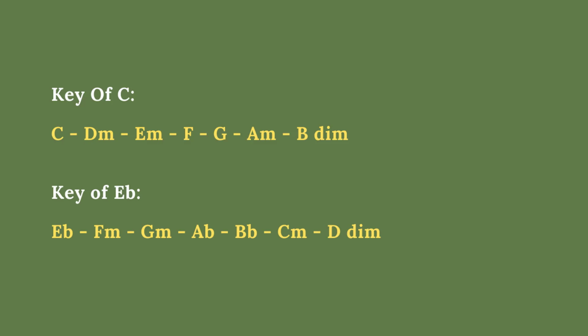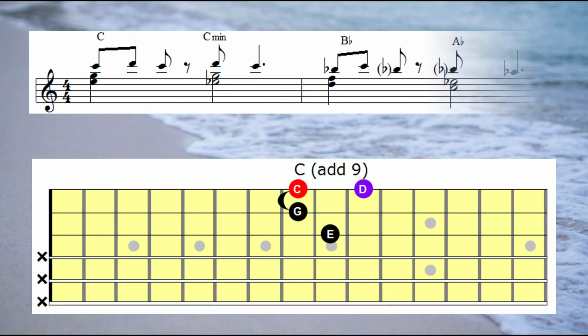So we have triads from the key of C major that can be interspersed with triads from the key of E flat. Here's an example of a 4-bar introduction where I'm moving from the key of C to the key of E flat and then arriving back to the key of C at the end of the 4 bars. Let's have a listen.